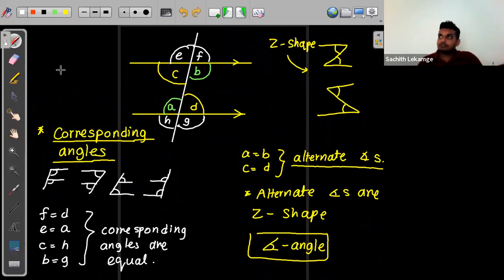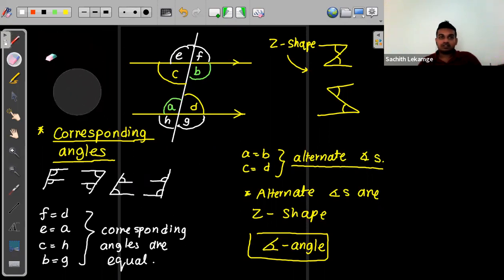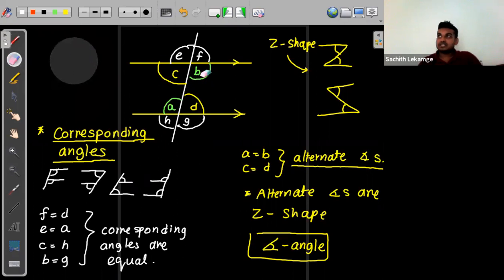That one small problem is there. It's not wrong. When you intersect like this, not like this, that shape is not wrong. Your one is not wrong, because you need to see these angles clearly, and that's why the slanted one is much better. Corresponding angles are equal. Okay, copy this. After this note, I'll give you a few questions.